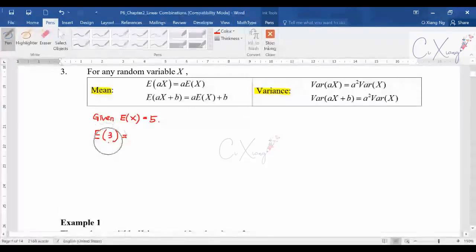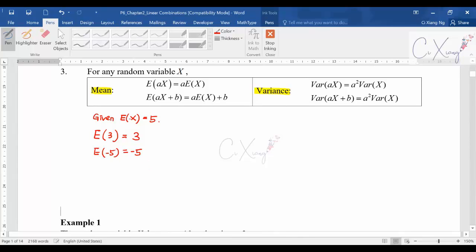Okay, so this is the first rule that you need to know. When you are having the mean of 3, it is always equal to the number. The mean of x is 5. All right, so the mean of 3 is 3. These two are not related to each other. When you're having the mean of a number, then you will get that number. So E(-5) is equal to -5.